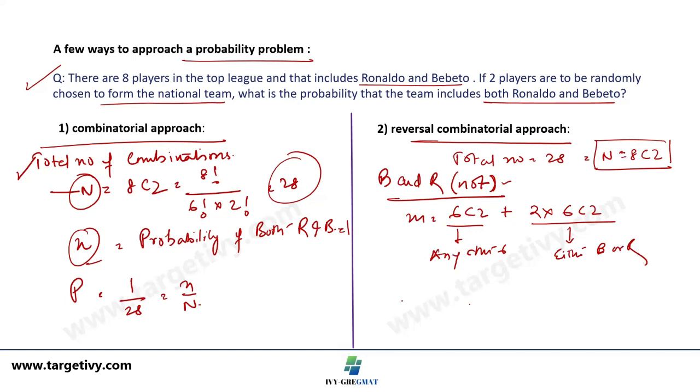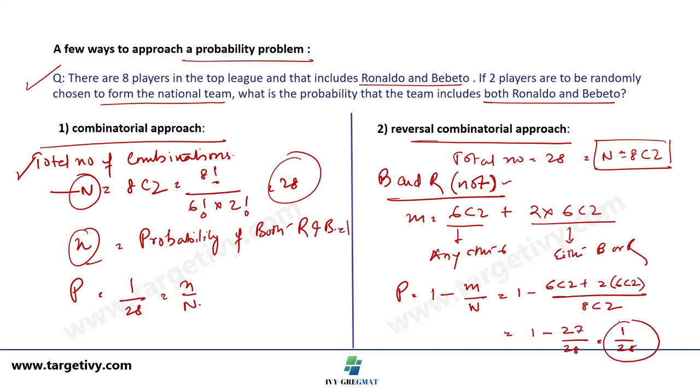In that case, the probability, by the reversal combinatorial approach, will be 1 minus m by n, which is 1 minus (6C2 plus 2 into 6C2) divided by 8C2, which is again 1 minus 27 by 28, which is 1 by 28. We get the same answer through two different approaches. Let's see some other approach if we can have.